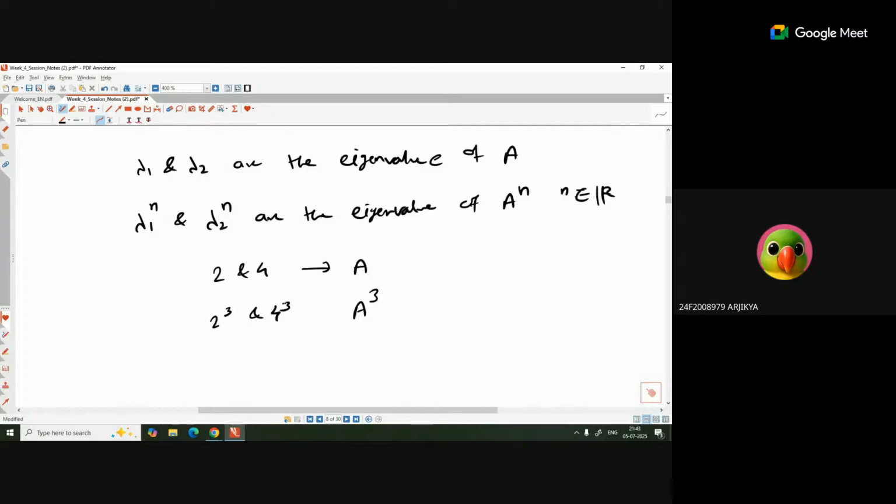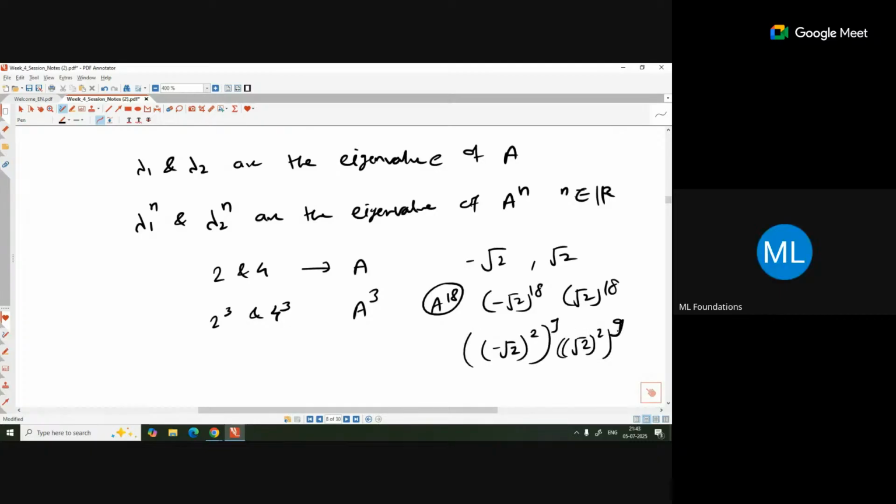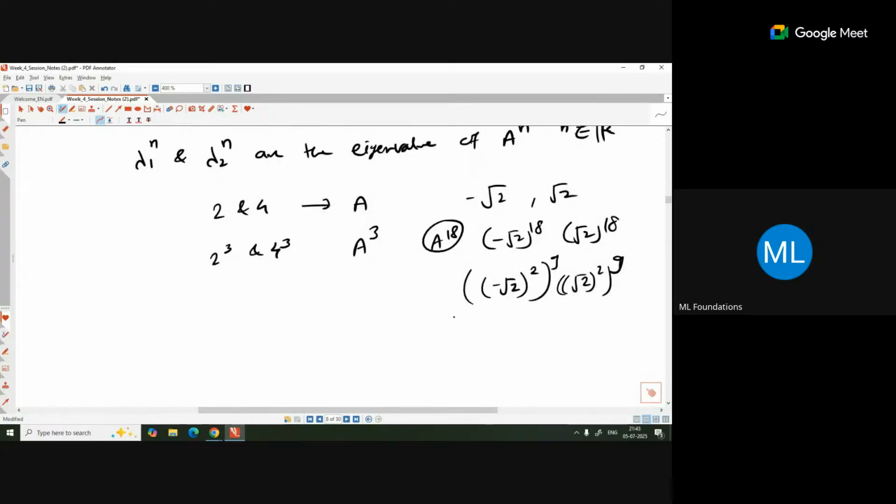Like that. So previously we found the eigenvalues for A, which were minus root 2 and root 2. We need to find the eigenvalues for A to the power 18. So they are minus root 2 to the power 18 and root 2 to the power 18. So what I did is the half power gets cancelled: square of root 2 is 2, and minus root 2 squared is 2, and 2 to the power 9 will remain.